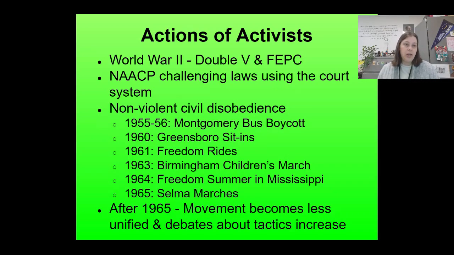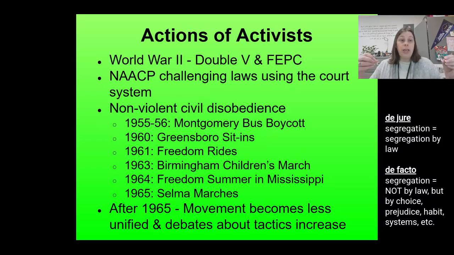And then famously, at the height or the peak in many ways of the civil rights movement, the Selma marches, which eventually result in the passage of the Voting Rights Act. After 1965, after the passage of the Voting Rights Act, after Selma, the movement is going to start to fracture a little bit. Essentially, by 1965, the movement has achieved ending de jure segregation, right? There is no more legal segregation by race anywhere in the United States.